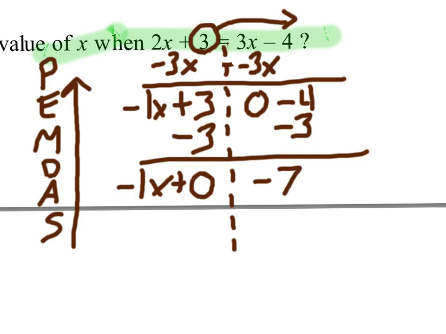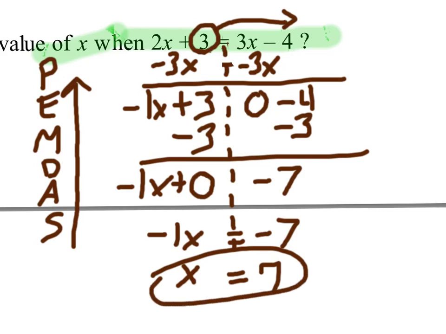So the final way to write this is negative 1x equals negative 7. Don't forget, the dotted line represented the equal sign. If negative x equals negative 7, that means positive x must equal positive 7. That's your answer. So this was a nice, easy, quick, short video on solving an equation. Okay?